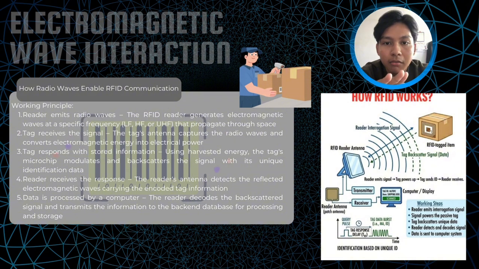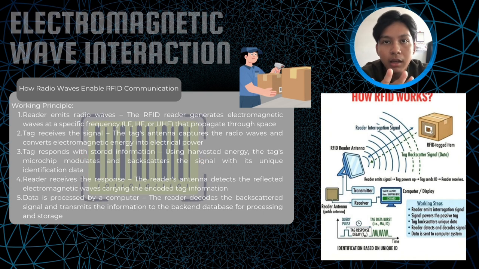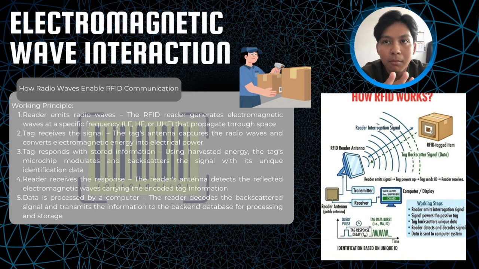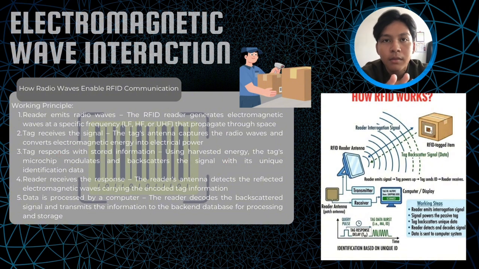Fourth, the reader receives the response. The reader's antenna detects the reflected electromagnetic waves that are now carrying the encoded tag information. And finally, fifth, the data is processed by a computer. The reader decodes the backscattered signal and transmits the information to the backend database for processing and storage. As you can see in the visual, this creates a two-way communication flow.